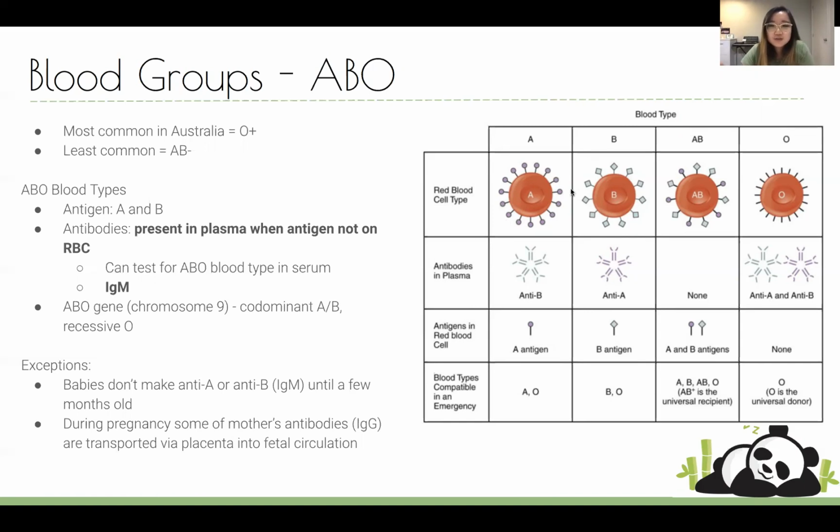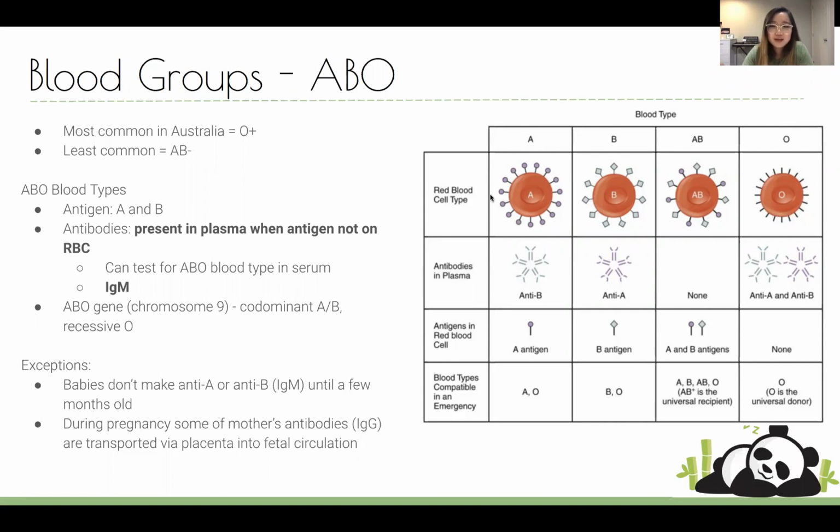So on your red blood cells, you can have two types of antigens. You can have antigen A, or you can have antigen B, well named, or you can have both, or you can have none. So when you have A on your red blood cell, then you're blood type A. When you have B on your blood cell, you're blood type B. If you have both, you're AB, and if you have none, you're O.